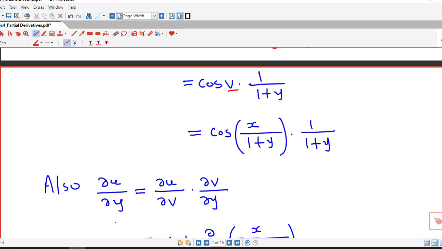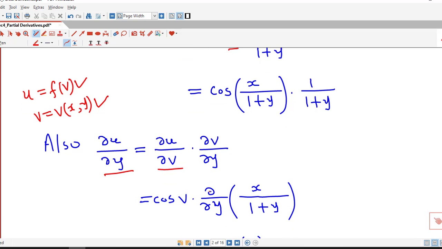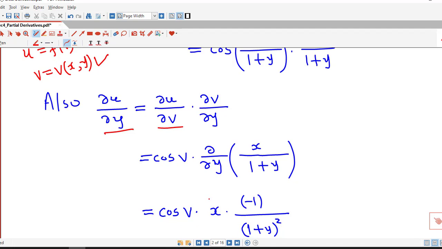Similarly, partial derivative of u with respect to y is, first we differentiate u with respect to v, because directly u is function of v and v is function of x and y. So del u by del y is derivative of u with respect to v into derivative of v with respect to y. Now u is sin v, so del u by del v is cos v, and del v by del y is nothing but partial derivative of x upon 1 plus y with respect to y.